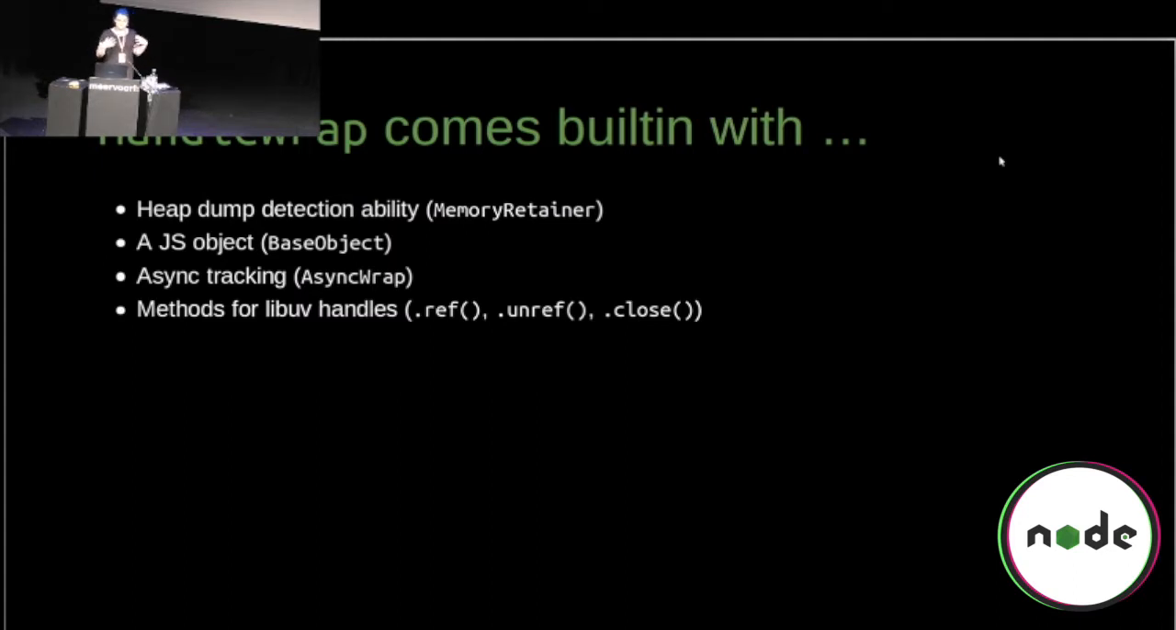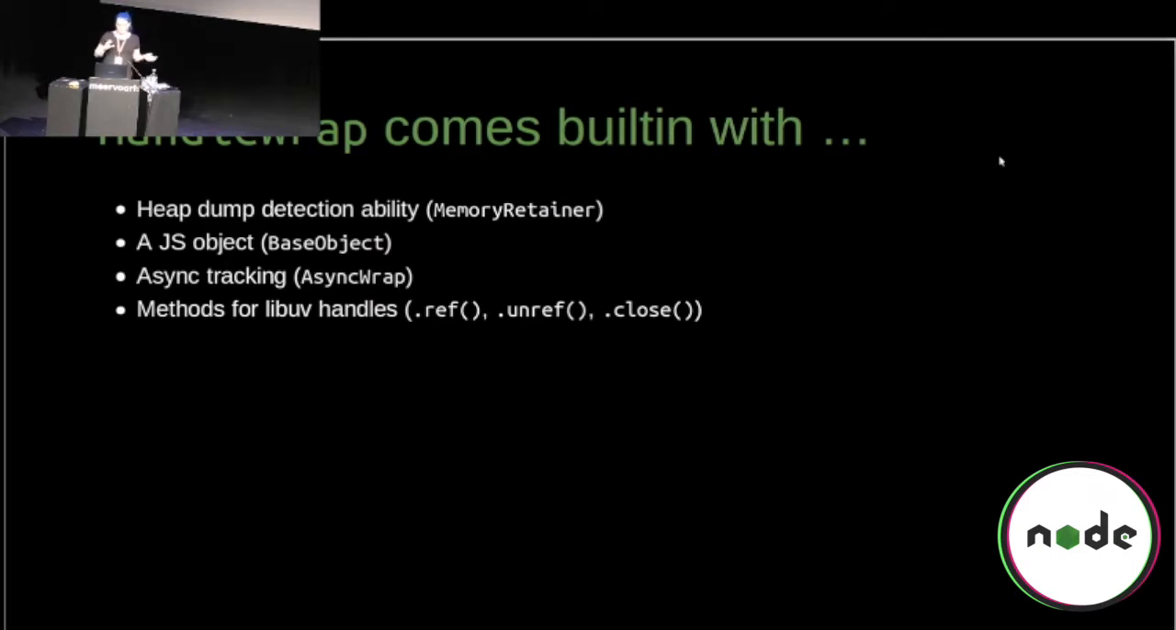Because we have all these features, for implementing set timeout we can use handle wrap, which already exists. We have heap dump detection. We have the ability to directly connect JS and C++ objects without having to think about it a lot. We have the ability to keep track of async context, and we have some utility methods that apply to all libuv handles. I think closing is pretty obvious. That's the libuv equivalent of destroying a handle.